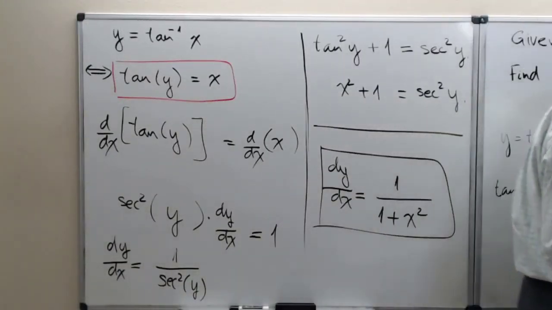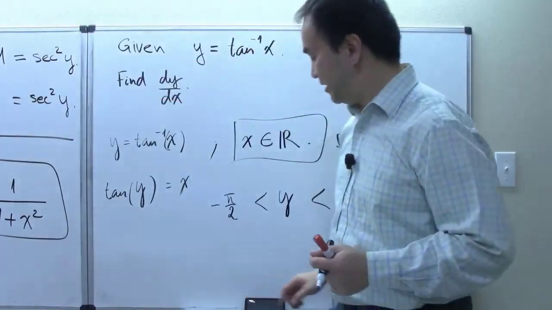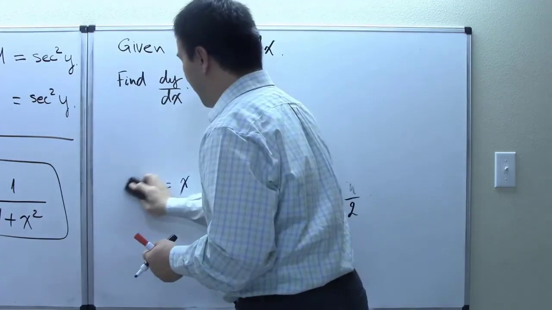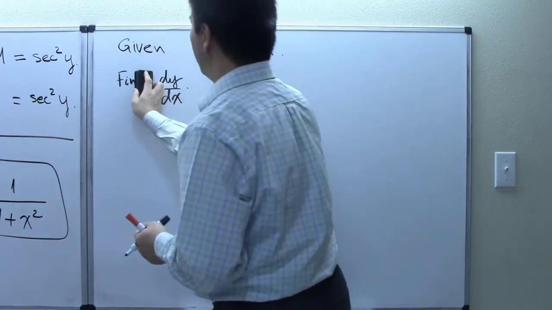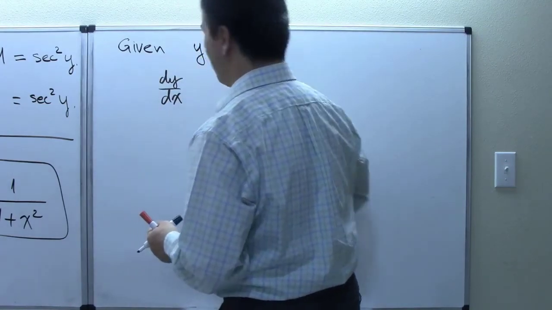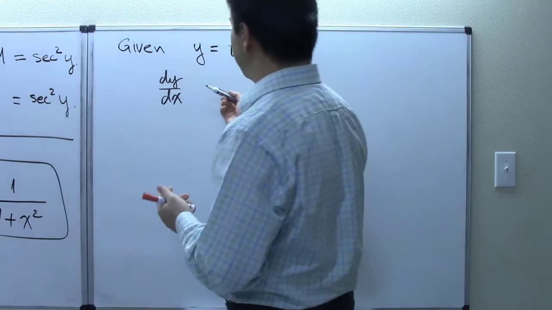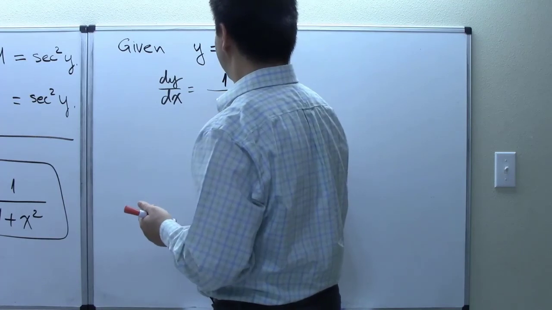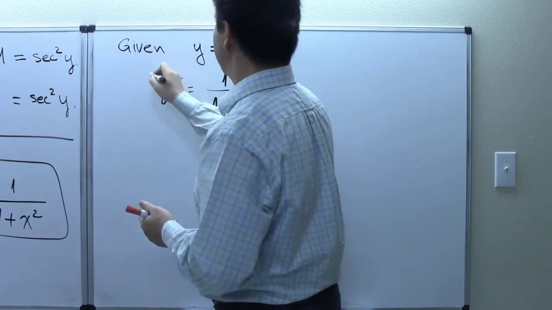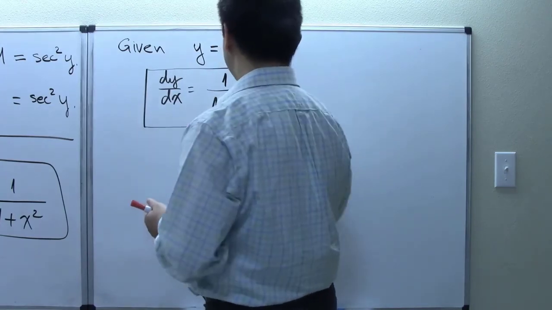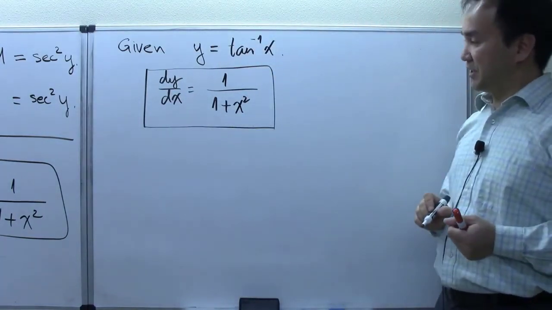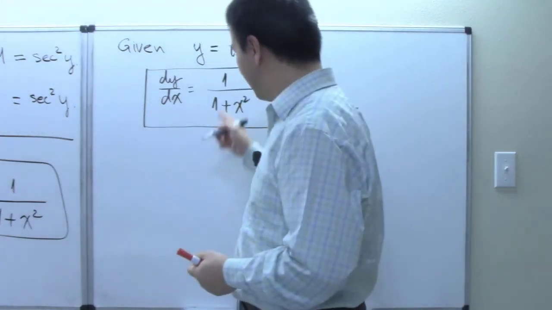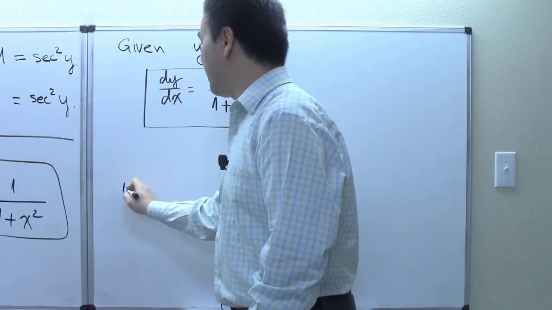And so let's again formulate a generality here. Our function in the beginning was the tangent inverse of x, and we were asked to find the dy dx. So now we have found the answer. The answer as a formula is simply 1 over 1 plus x squared. That is our derivative of tangent inverse.